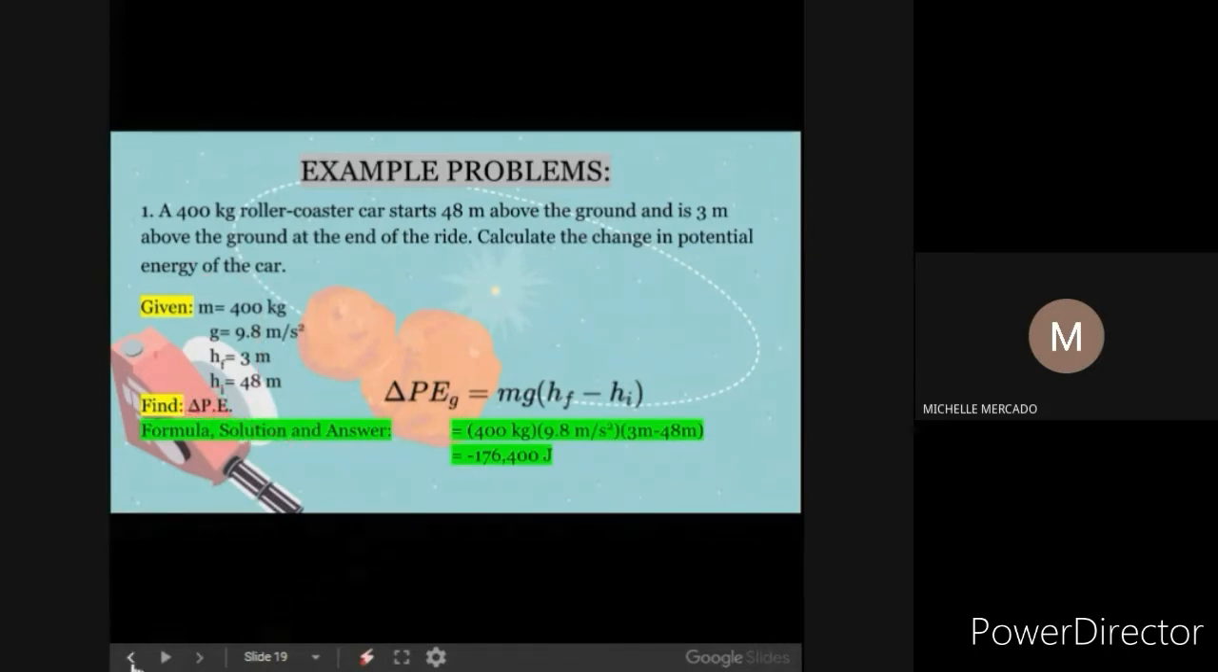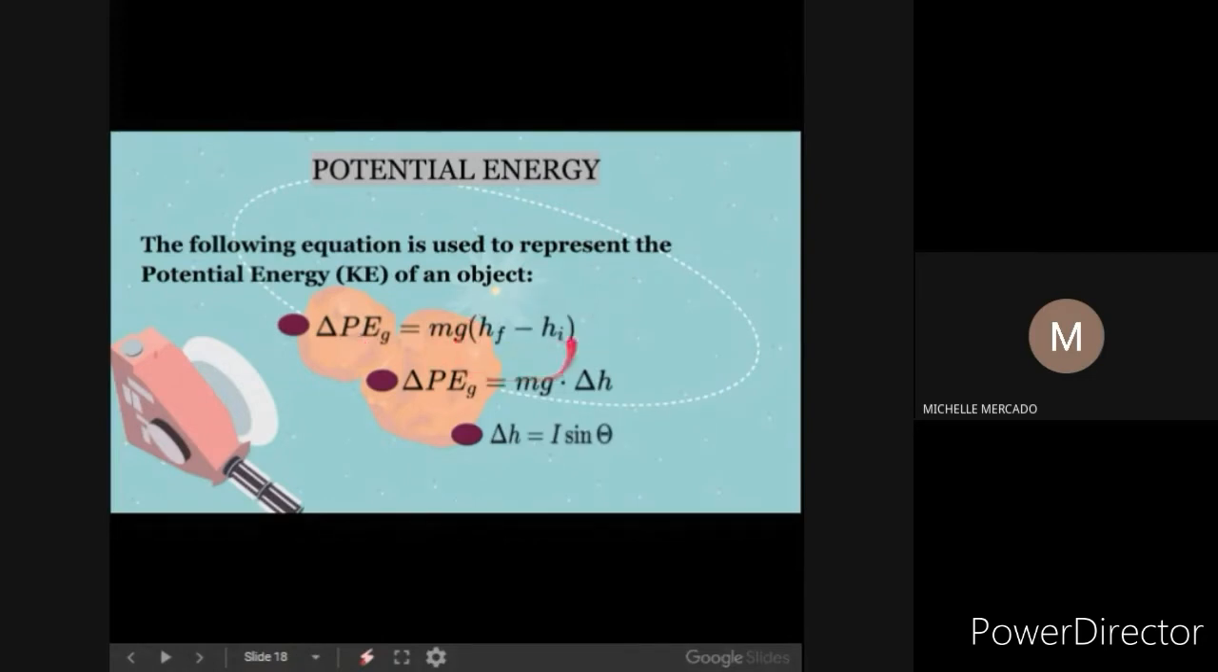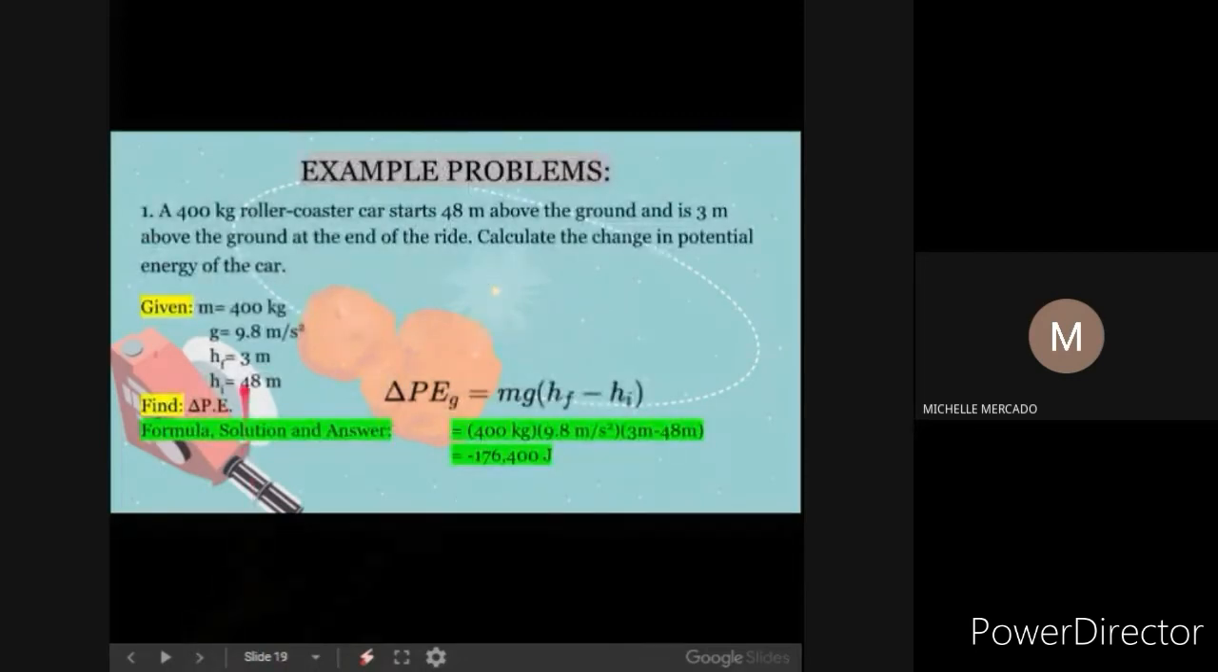So alin po ba yung gagamitin namin ma'am na formula? We're going to find the change in potential energy of the object. By looking at this one, it consists of final height and initial height, so that's why we're going to use this first equation. Meron tayong final height and initial height. So change in gravitational potential energy is equal to mass multiplied by the constant value of gravity, times the quantity final height minus initial height.